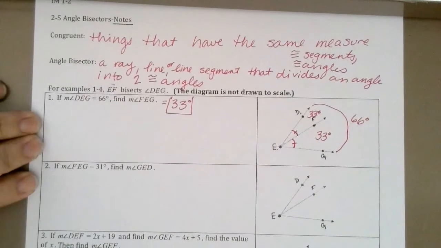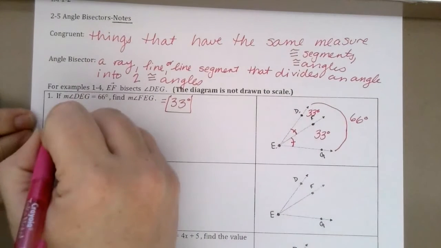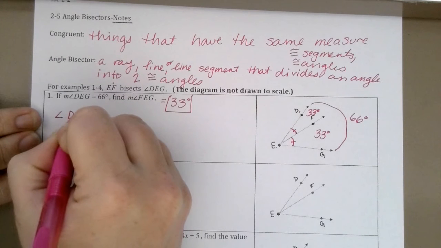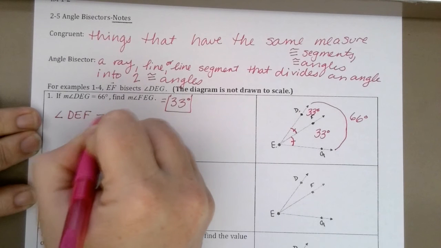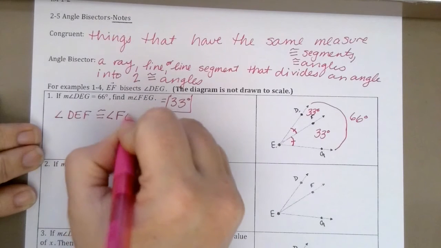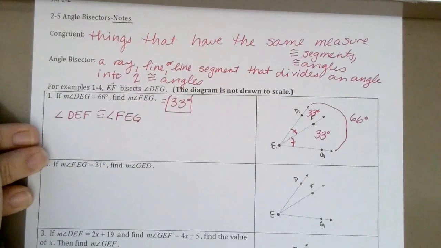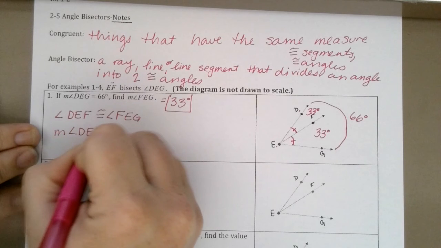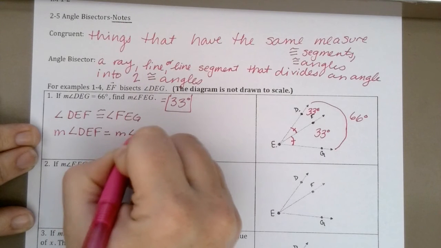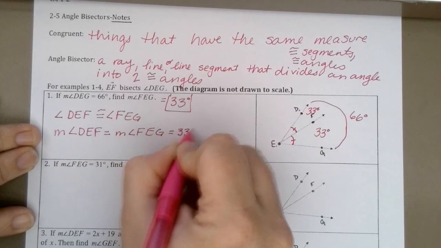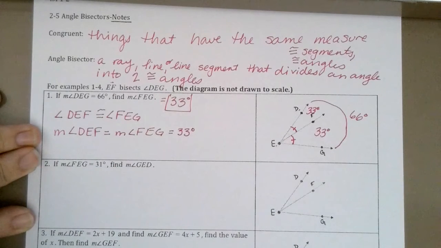Let's just write a couple statements just to practice some things. I could say from this drawing, because we have a bisector, I could say angle DEF is congruent to what angle? FEG. I could make that statement. They're going to be the same measure. I could say that the measure of angle DEF is equal to the measure of angle FEG, and both of those are equal to 33 degrees. So since I'm talking about the actual measures, I can use the equal signs there.